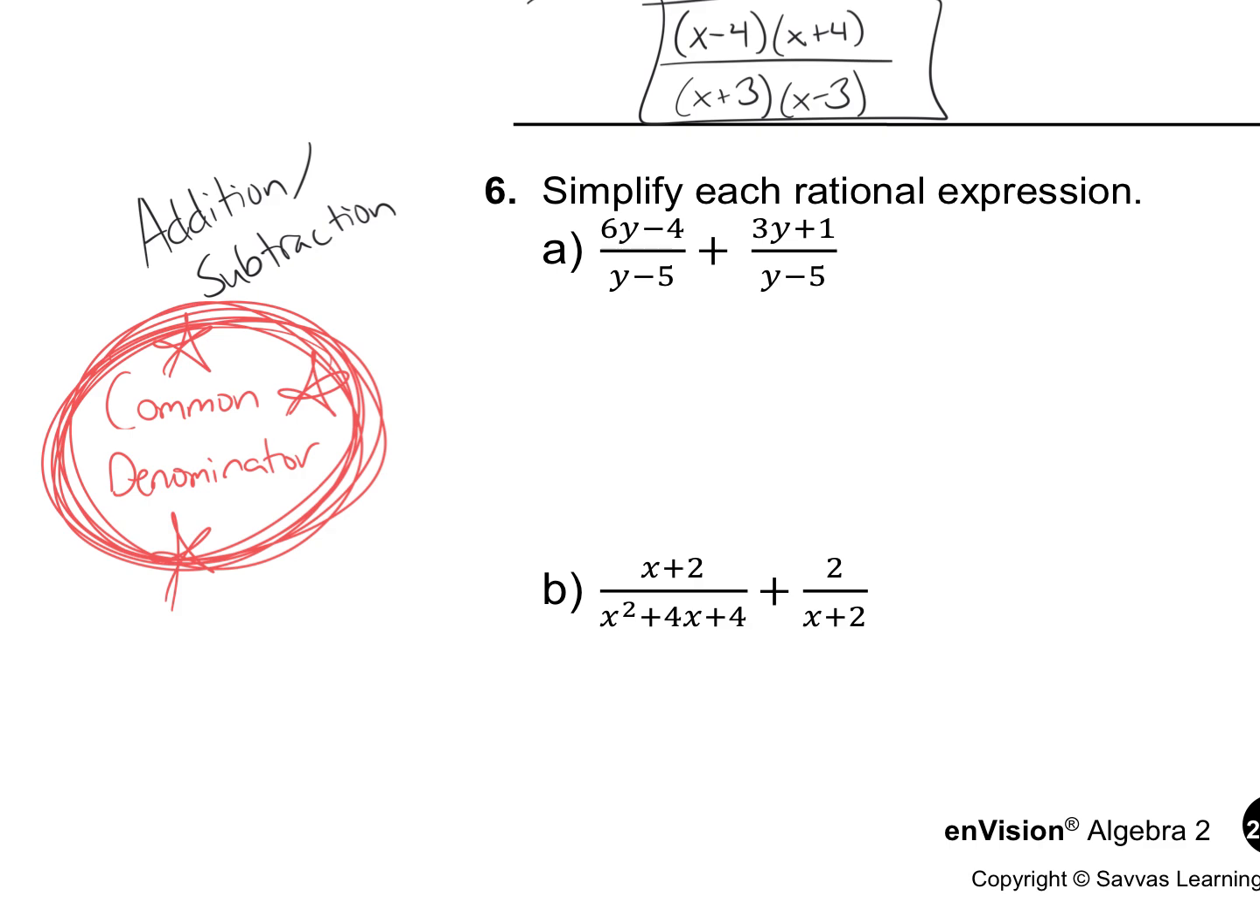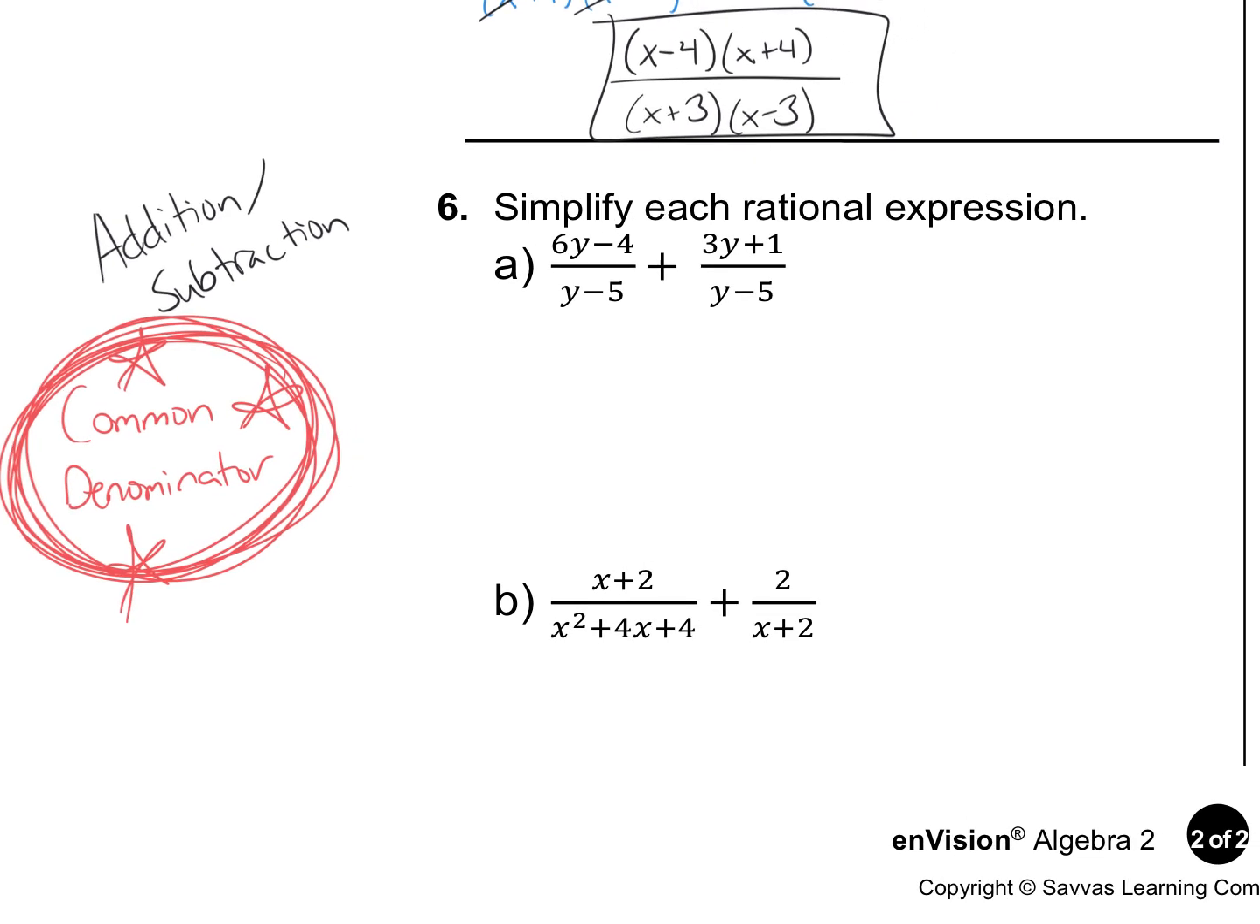Okay. So, that's the first thing we need to find. What's my common denominator for 6? Do you agree they both already have y minus 5? Yep. So, since they already have that common denominator, I have y minus 5. What do I do with the numerator?